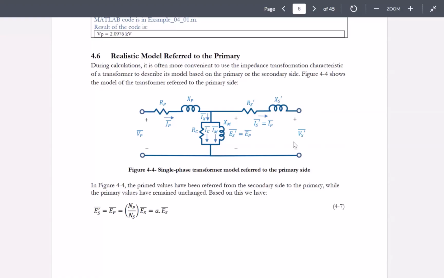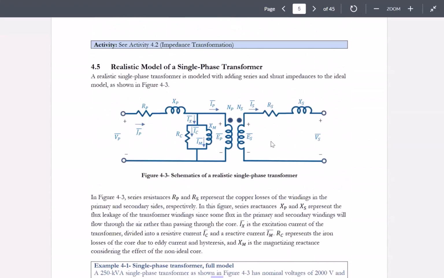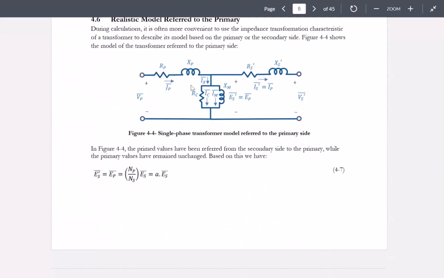Okay, so this means that practically speaking, what I'm going to do is I just delete this part. You can see that IP becomes equal to IS, but since IS is coming to the primary side, this becomes IS prime. ES and VS also become primed values. So this is the model referred to the primary side.